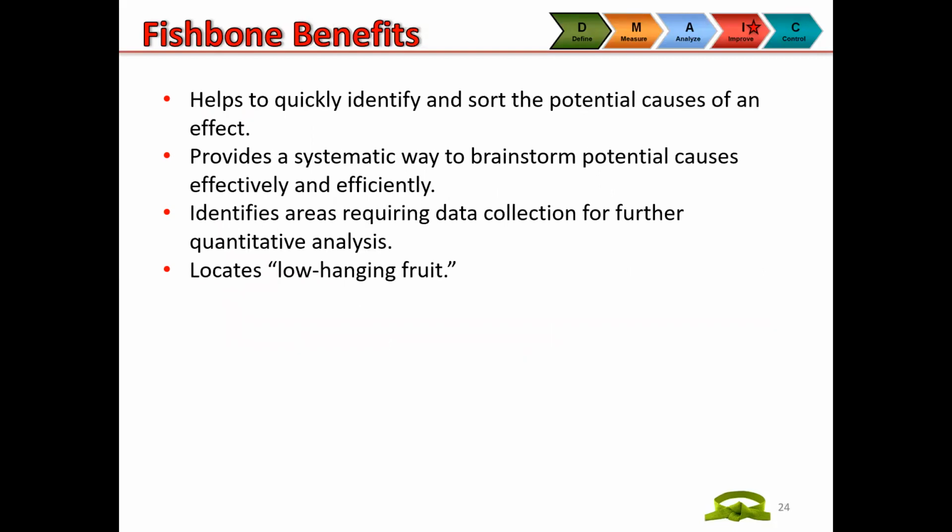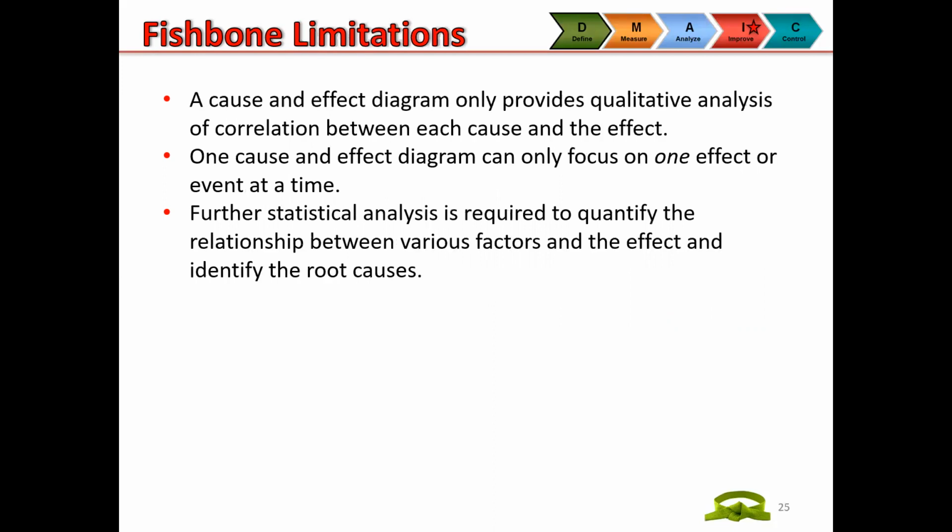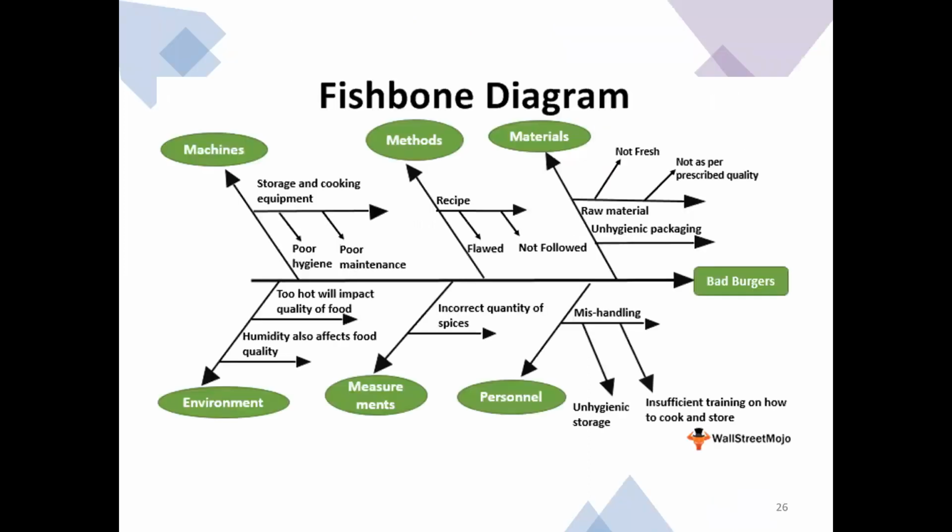And the benefits are: helps us identify and sort potential causes, provides a systematic way to brainstorm, identifies areas requiring data collection for further quantitative analysis, and locates low-hanging fruit. And the limitations are: it only provides qualitative analysis of correlation between each cause and effect. One cause and effect diagram can only focus on one effect or event at a time. And then we need to do some further statistical analysis sometimes to quantify the relationship between what we identify on the fishbone. And here's an example of one.